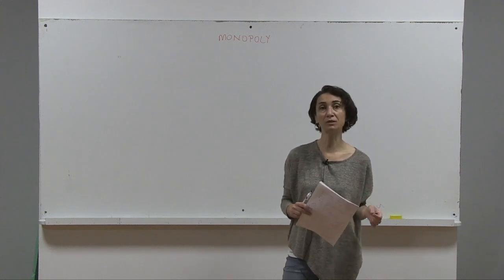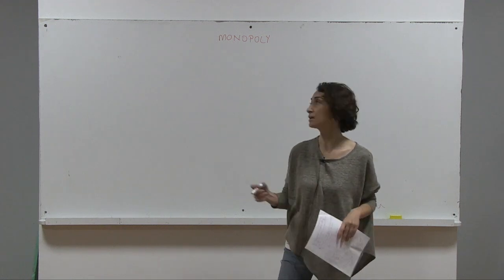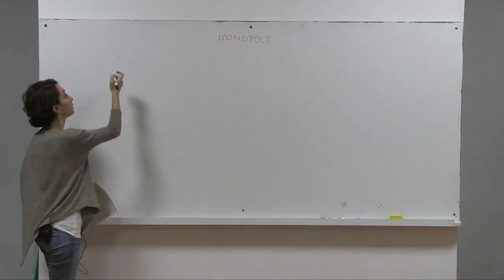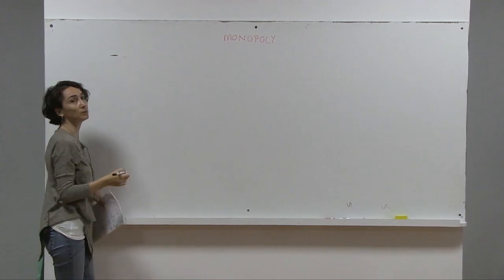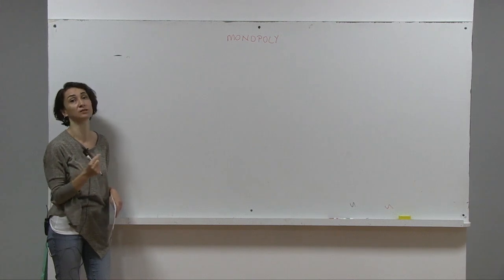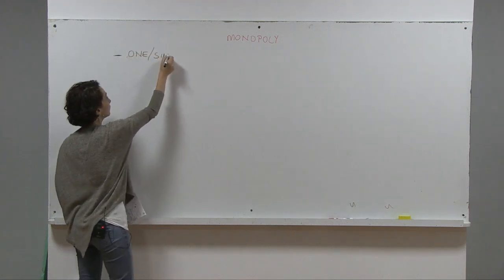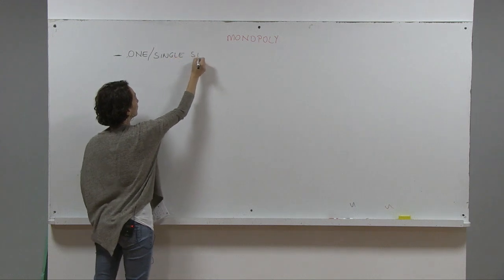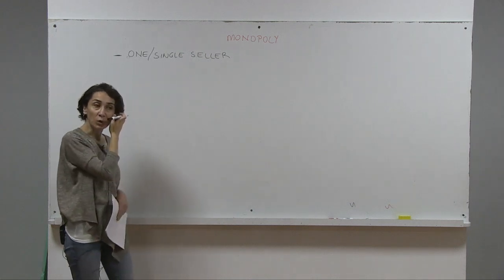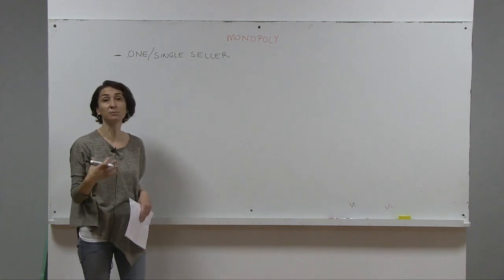Today, we will talk about the other end of the spectrum. And again, we have some restrictive assumptions. So let's first talk about how we define monopoly, right? When we say monopoly, we are talking about a market where there is only one seller. Okay, we have one seller. And this one seller is selling a product that has no close substitutes.